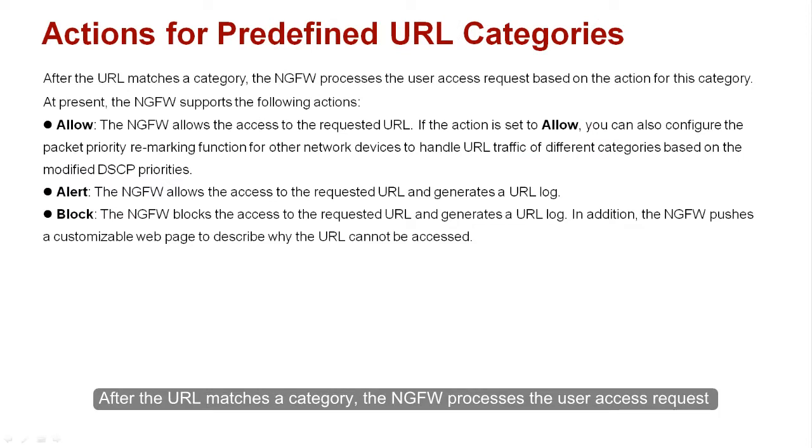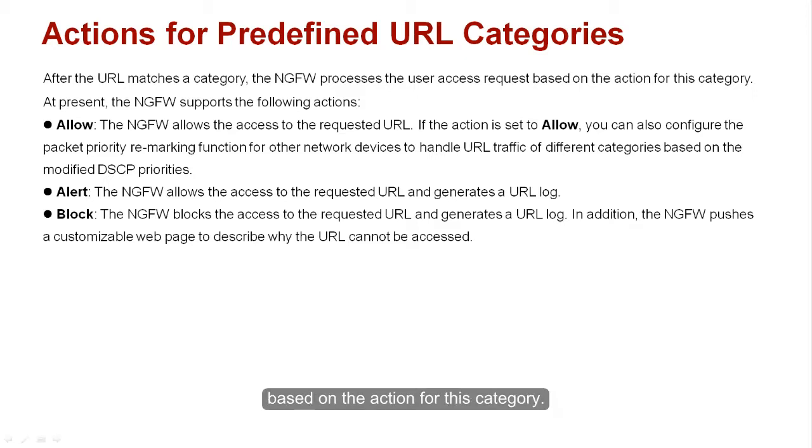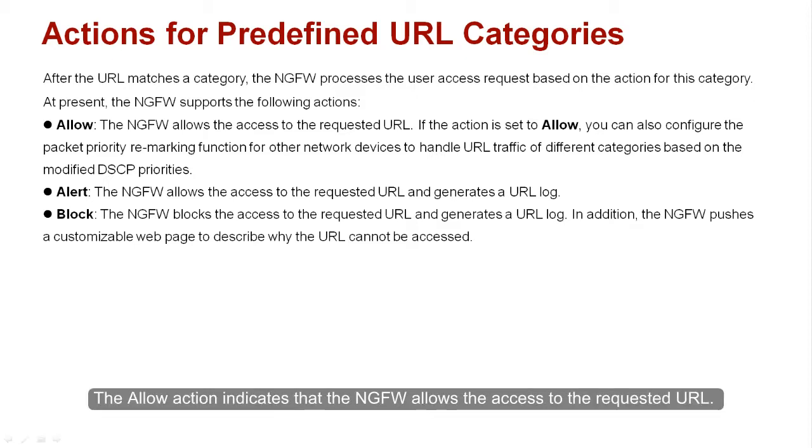After the URL matches a category, the NGFW processes the user access request based on the action for this category. Currently, the NGFW supports 3 actions. The allow action indicates that the NGFW allows the access to the requested URL. For this action, you can also configure remark DSCP, namely, the packet priority remarking function for downstream network devices, to handle URL traffic of different categories based on the modified DSCP priorities.